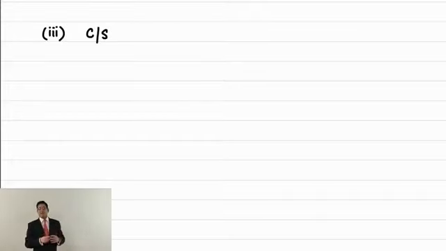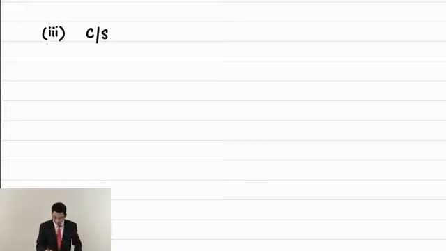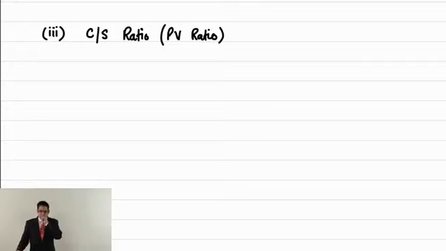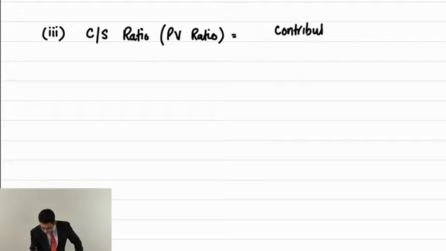Now here is the third part of requirement A, which is calculate CS ratio. Actually better to write down or remember for the exam purposes in this way: contribution to sales ratio, or C/S ratio. By the way, it's also called profit volume ratio. So please don't be surprised if you are given the name of CS ratio as PV or profit volume ratio in the exams. It's the same meaning. CS ratio is simply contribution divided by sales.